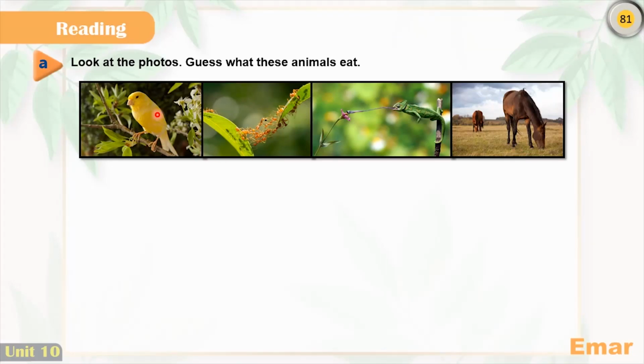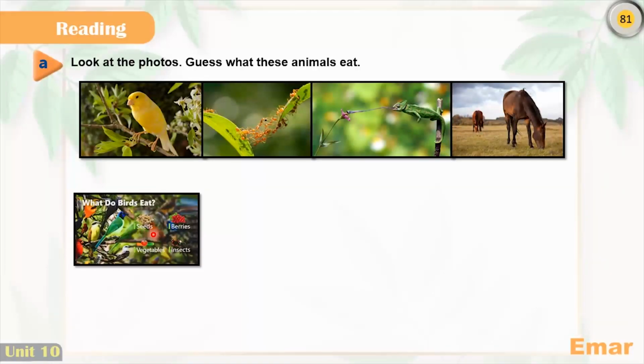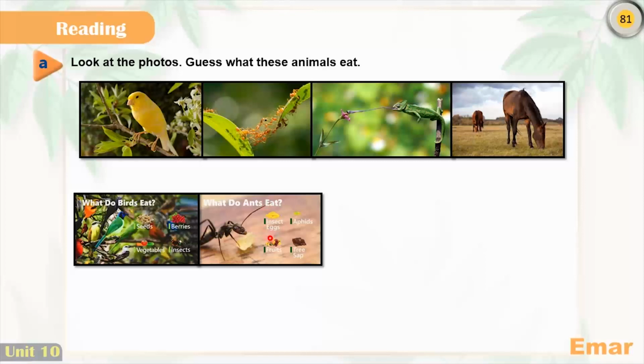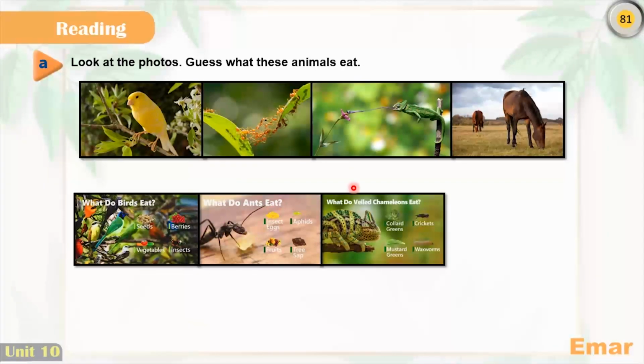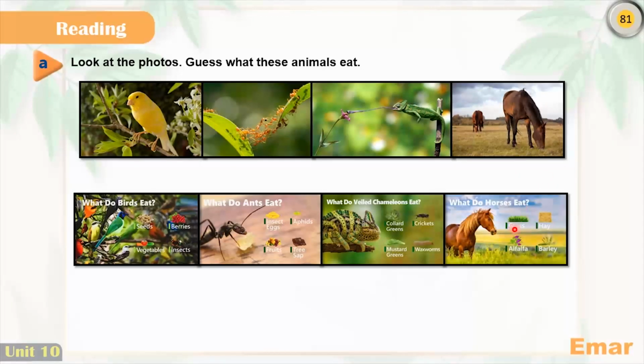Now, what do you think birds eat? Yes, they eat seeds mostly, but they also eat insects. What do you think ants eat? Ants usually eat any food available for them. What about chameleons? They mostly consume insects. And the horses, yes, they eat mostly grass. They depend on grass as their main diet.